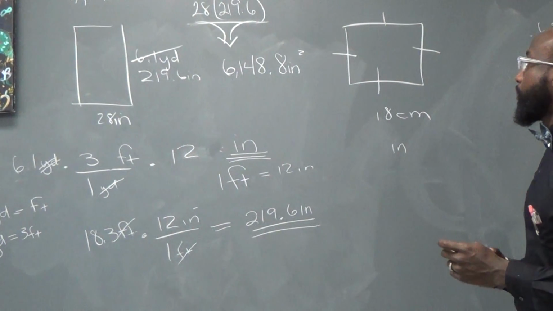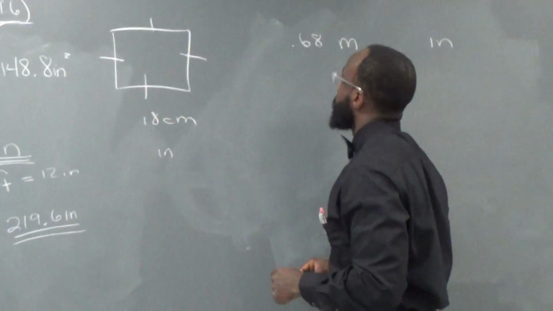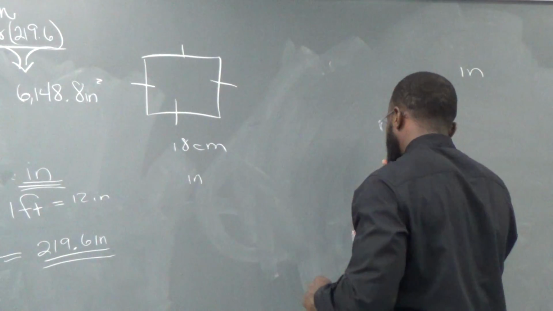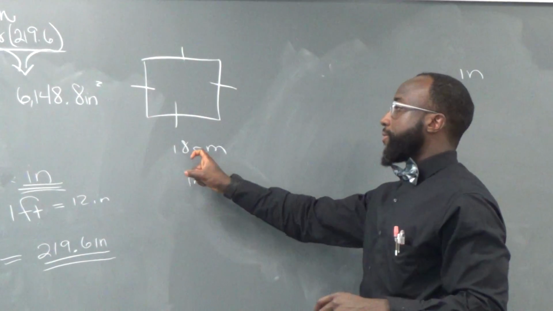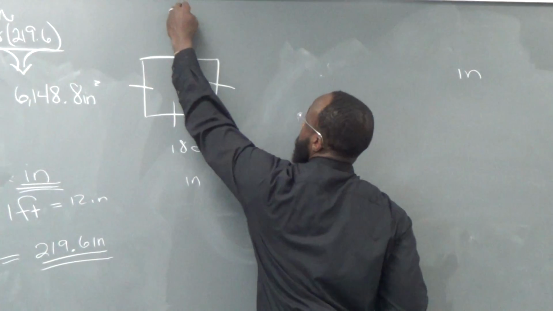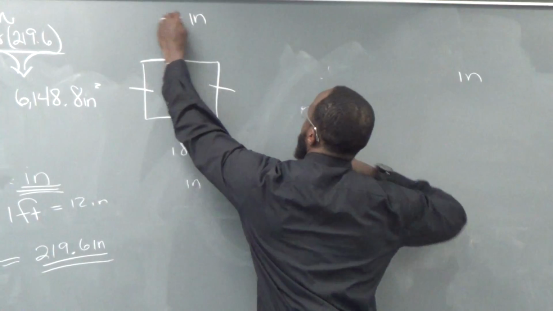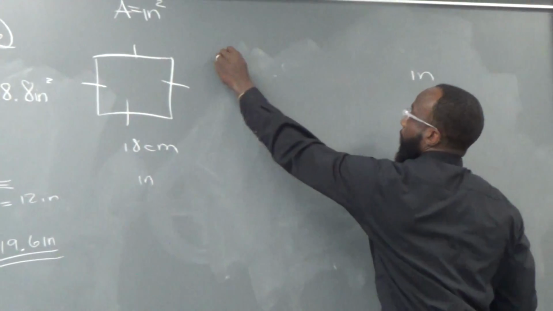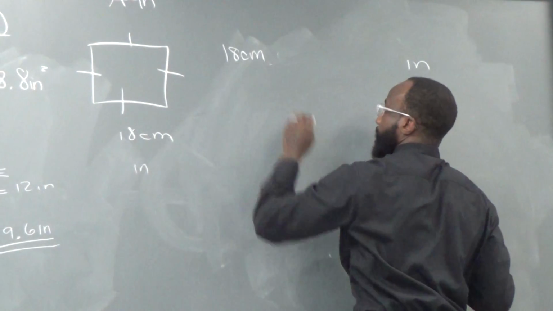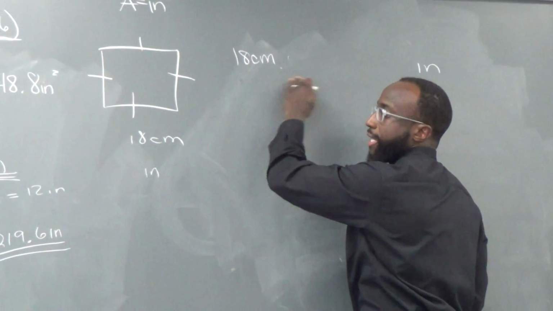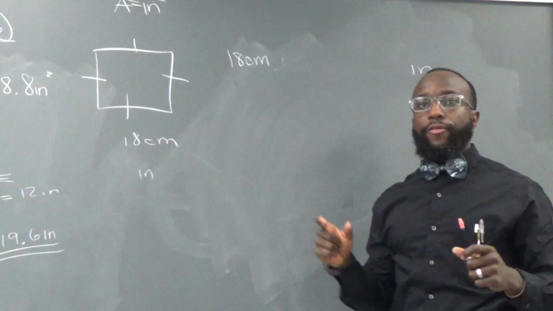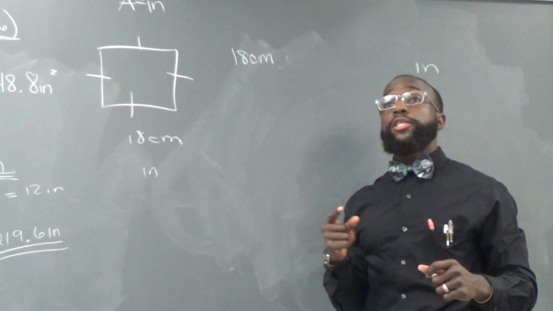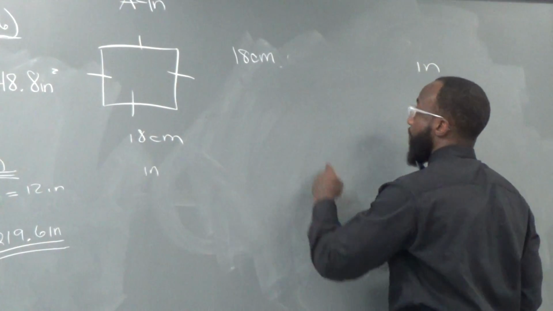Now let's jump to this problem. We have a square here. All the sides are equal, right? In that, we need to convert centimeters to inches, because we have to find our area in inches squared. So there's 18 centimeters here, and we're going from centimeters to inches. Are we going from big to small, small to big? Small to big. So since we're going small to big, we have to divide.